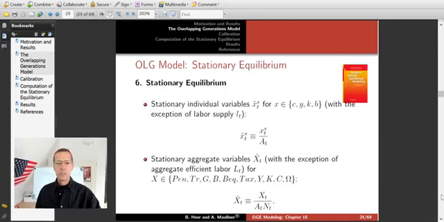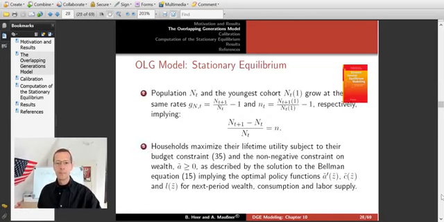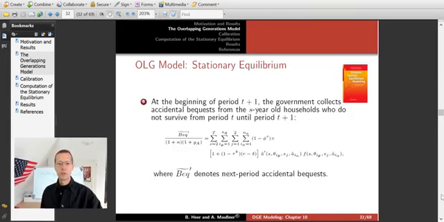So let me give you the expression for the accidental bequests, which is given in this equation. Those who die, which have share 1 minus phi_s, leave behind assets a prime times 1 plus the net interest rate. Why do we use next period's? Next period's bequests are equal to next period's wealth times 1 plus the interest rate. Where does the interest rate come from?